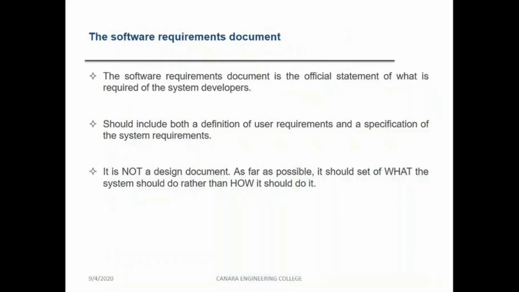Next comes the software requirements document. The software requirements document is the official statement of what is required by the system developers, and should include both the definition of the user requirements and the specification of the system requirements. User requirements are for the client, and the specification of the system requirements is what is required for the development of the product. Third, it is not a design document. As far as possible, it should state what the system should do rather than how it should do it.